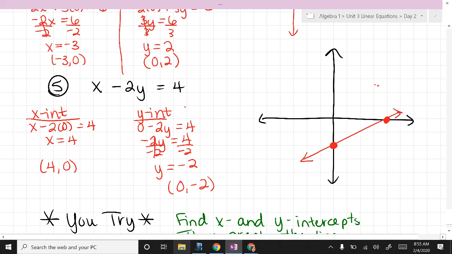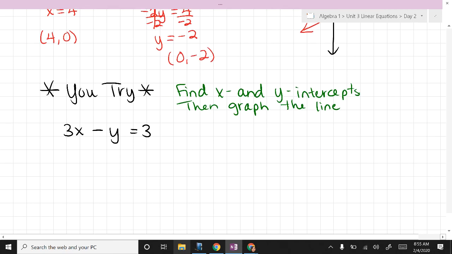Okay. So any questions on this? Y'all try one. This will be our last example, I promise. And we'll do some practice. Do your X and Y intercepts, then graph the line. Everybody, let me know if you need some help.